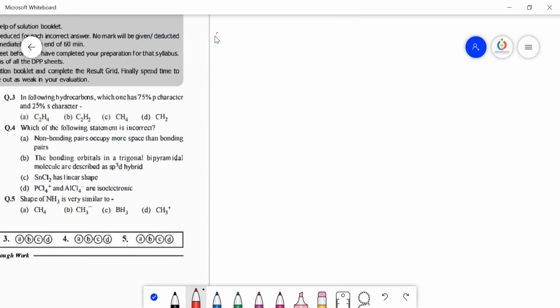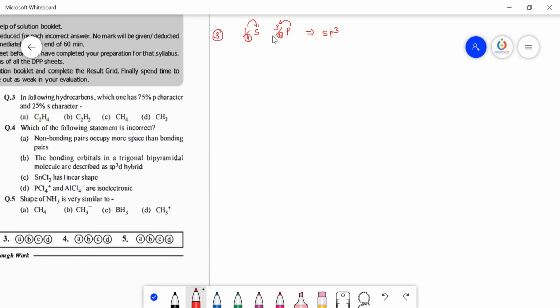Now let's try to solve question number 3. In the following hydrocarbons, which one has 75% P character and 25% S character? That means out of 100%, 1/4 is S character and 3/4 is P character, that is 25% and 75%. That means there are 4 hybrid orbitals. In that, one is an S orbital and the remaining 3 are P orbitals. That means they are asking about sp3 hybridization.